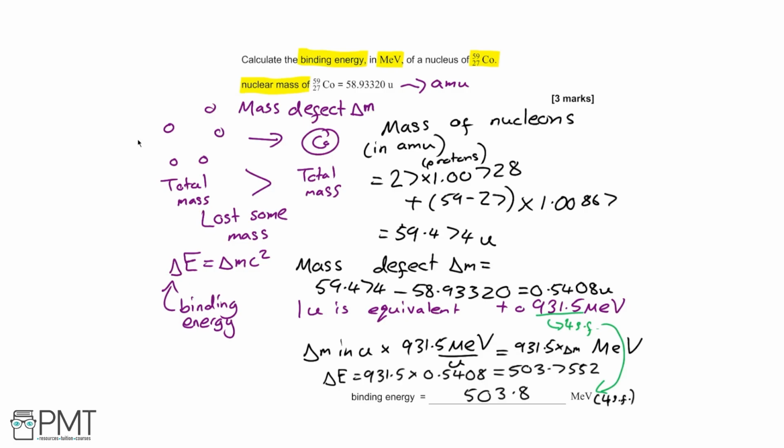In this question, we got 1 mark for an attempt to calculate the mass defect, this subtraction here. We got a 2nd mark for calculating the mass defect correctly as 0.5408. And we got our 3rd mark for converting the mass defect into the binding energy by multiplying by 931.5, like so, and then getting our correct final answer.